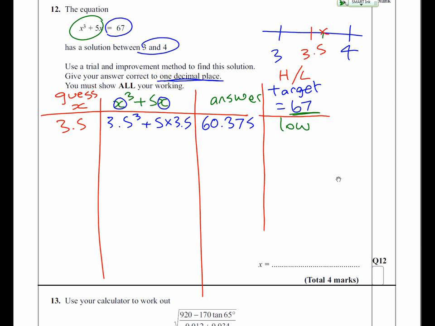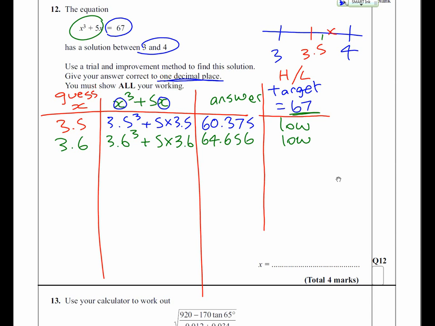Okay, so let's guess next 3.6. The cool thing is you can go back on your calculator, and everywhere you've got 3.5, just change it to 3.6. Okay, so you make sure you type that in. 3.6 cubed plus 5 times 3.6 equals, you might have to press the SD button, 64.656, and that is still too low. So we're going to have to increase our guess again.